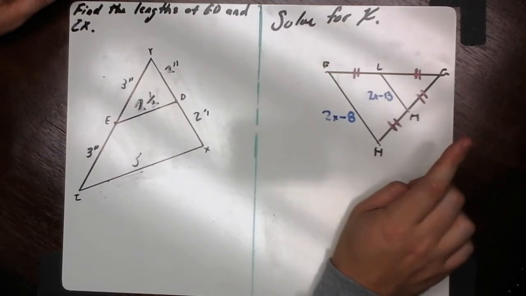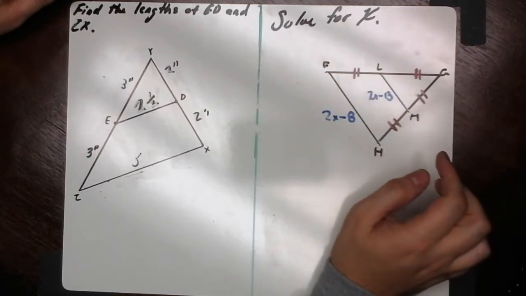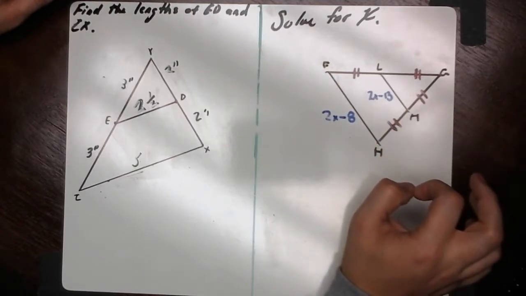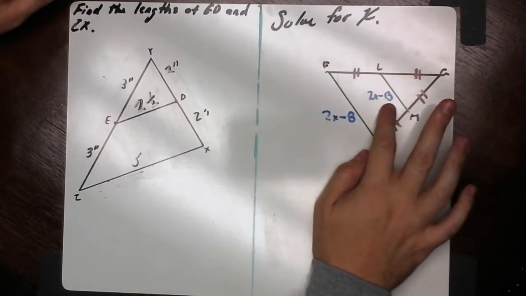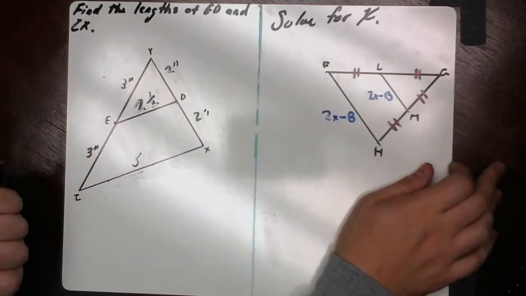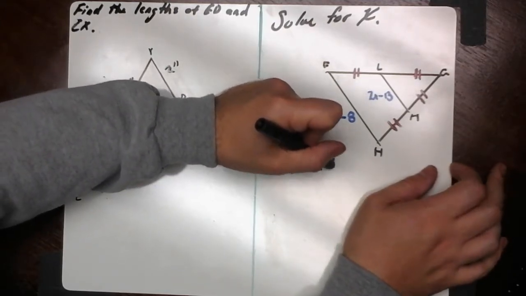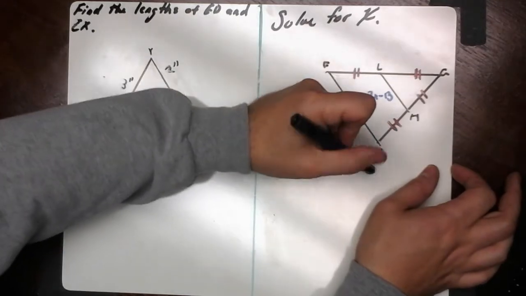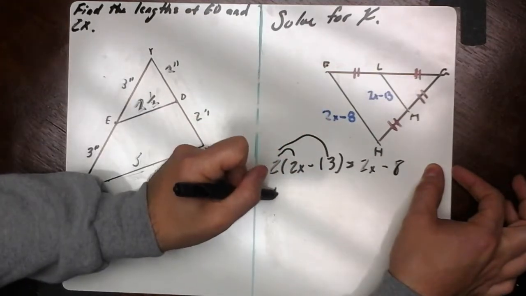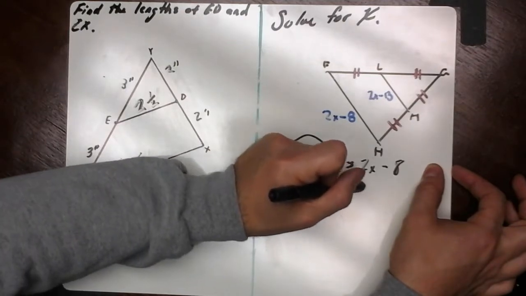So my first hint, or my first detail, is that I got congruency marks here. And as a result of that, I know that I'm dealing with a triangle midsegment theorem question. So I can multiply this by 2 and set it equal to that, just like I can here. 2.5 times 2 equals 5. So that's what I'm going to do. So 2 times 2x minus 13 equals 2x minus 8. I distribute my 2, so I get 4x minus 26 equals 2x minus 8.